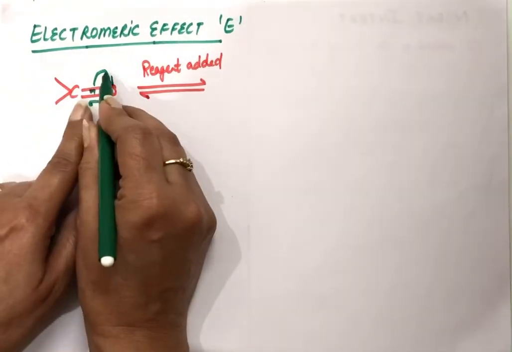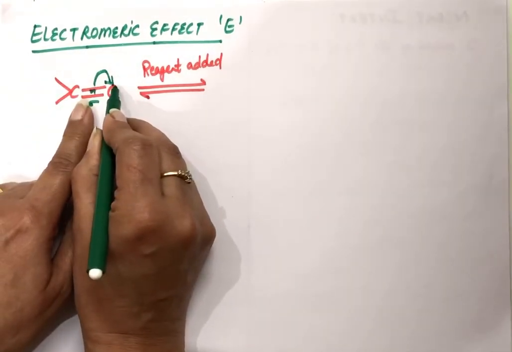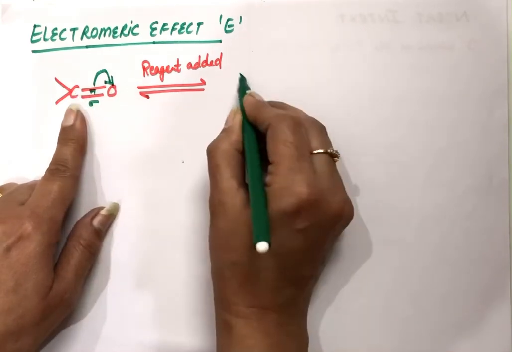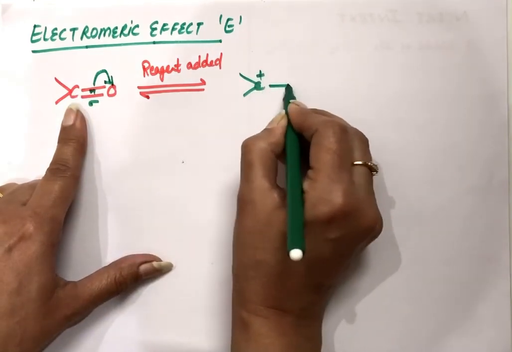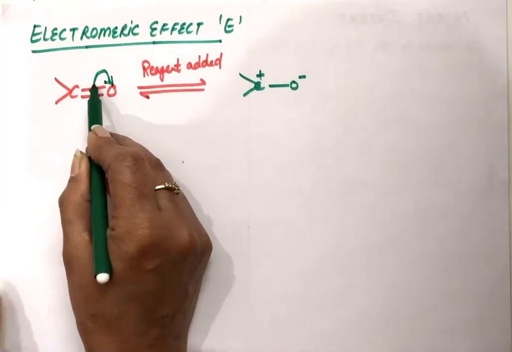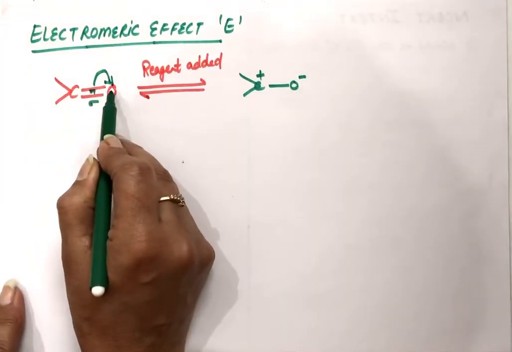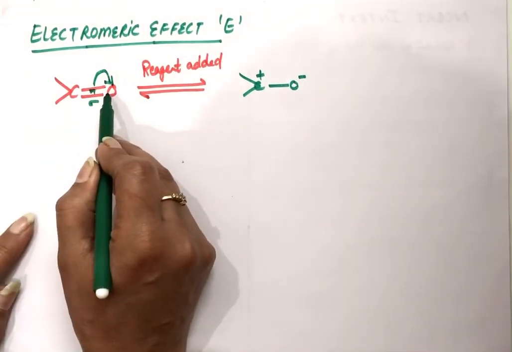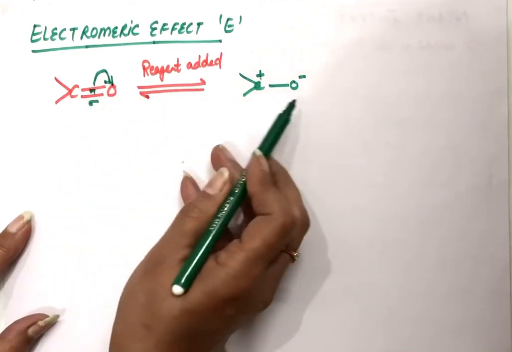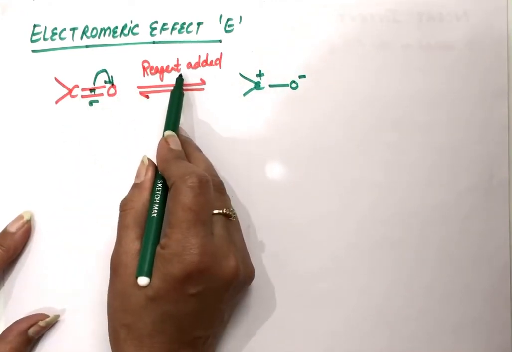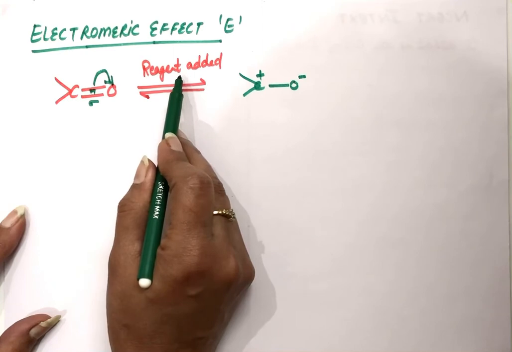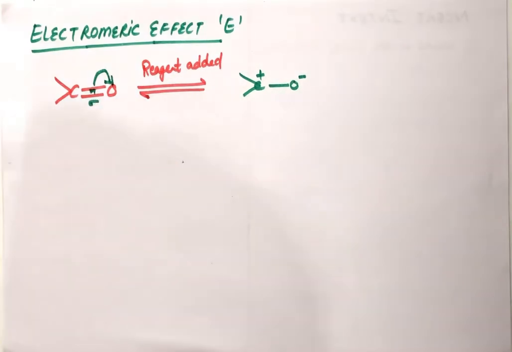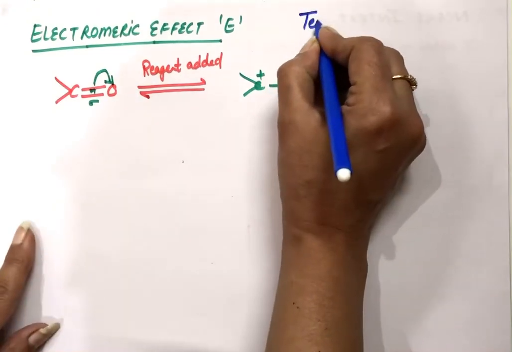So when this pi bond moves here, this O will get complete negative charge and the carbon here will get complete positive charge, because there is complete transfer of electrons onto this O atom, since O is more electronegative in nature. And this effect is seen only when there is an attacking reagent. Only when a reagent is added is this effect seen. That means this one is temporary in nature.